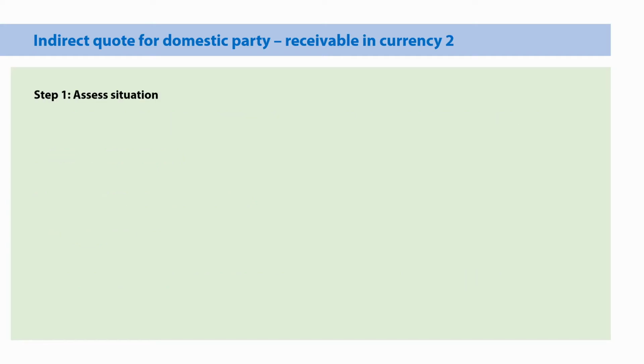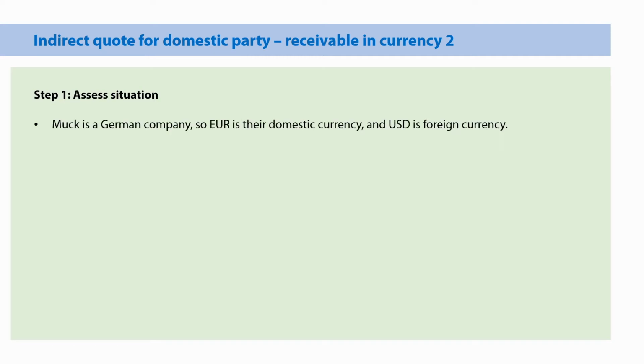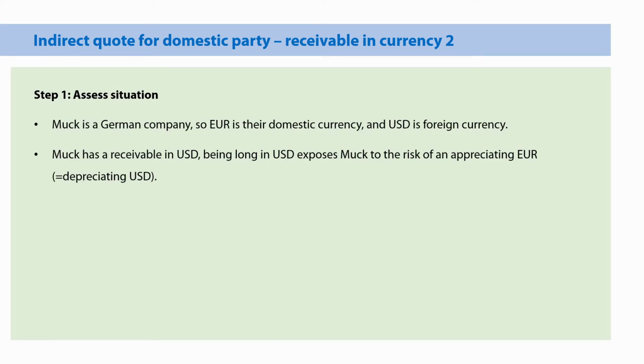So the first thing we do is assess the situation. Muck is a German company, so euro is their domestic currency and the US dollar is foreign currency. Muck has a receivable in US dollars, which means they are long in US dollars. That exposes Muck to the risk of an appreciating euro, or, which is the same thing, a depreciating dollar.